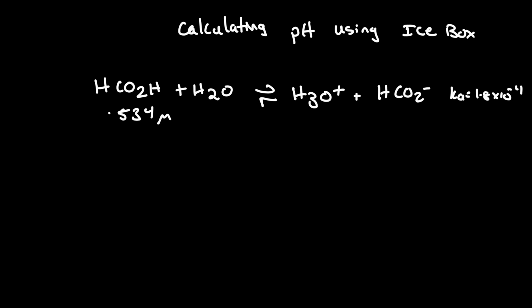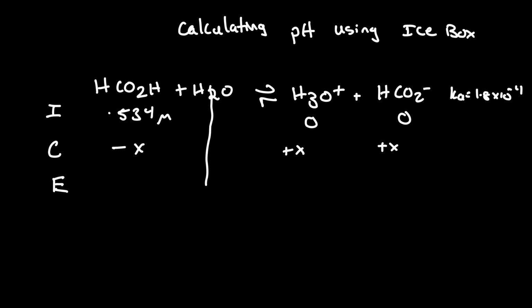Okay, so again, we want to do an ICE box, right? So this is our initial. We have some change, and then we have some value at equilibrium. In our problem, we have no initials for the products here. And of course, water we can cancel out. The change is unknown, so we can call that minus x. That would be plus x, plus x.